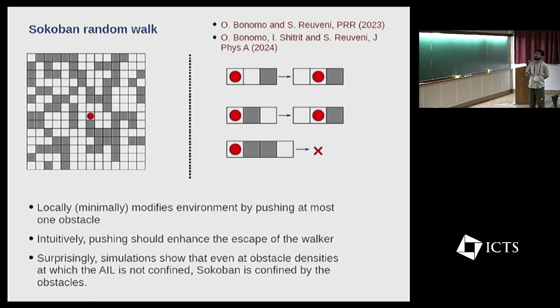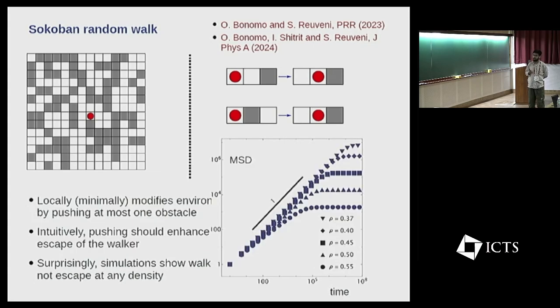So from naive intuition, one would anticipate that introducing this pushing should enhance the escape of the walker because the walker should be able to carve out its path through the obstacles. But surprisingly, what simulations from this paper showed was that even at low obstacle densities at which the ant in a labyrinth is not confined, the Sokoban is confined by the obstacles. And they studied this by using MSD as a function of time. And even at densities which are below the percolation threshold, like 0.4, 0.37, the claim is that the MSD saturates if you go to large enough time.